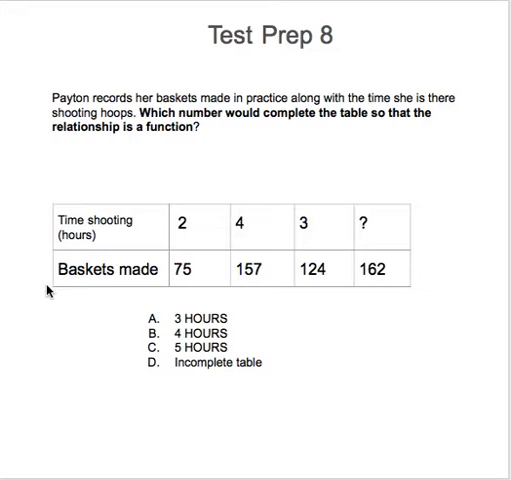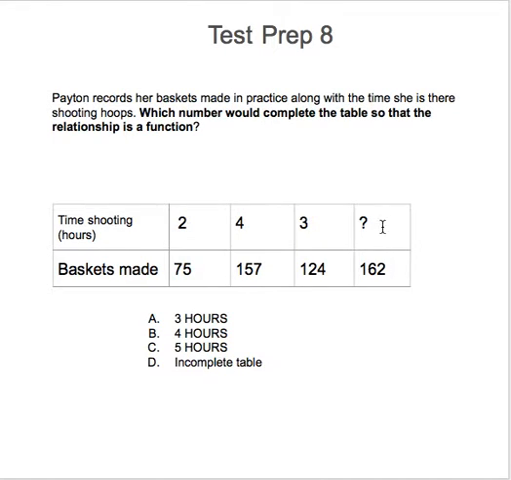Peyton records her baskets made in practice along with the time she's there shooting hoops. Which number would complete the table so that the relationship is a function? She shot the ball for 2 hours, 4 hours, 3 hours, and an unknown. The baskets she made were 75 for 2 hours, 157 in 4 hours, 124 in three, so they don't go in chronological order. And then an unknown time period, she made 162 buckets.